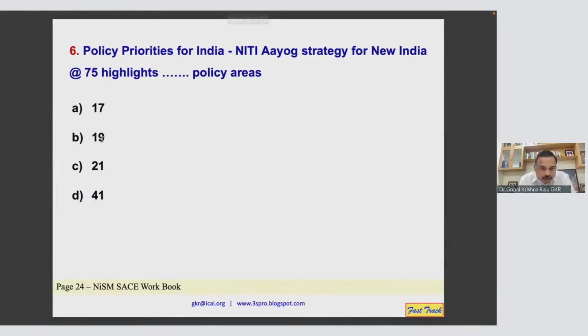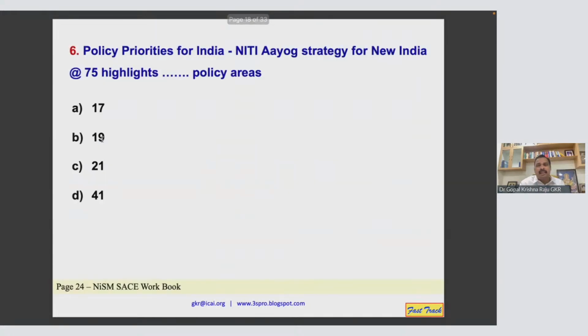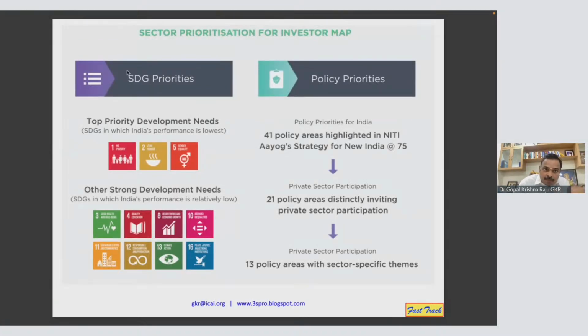This is very, very important, guys. I want to make one observation here. This is Niti Aayog. This Niti Aayog is a planning commission. The former planning commission has now become Niti Aayog. Now, Niti Aayog is the implementing agency of the Sustainable Development Goals. So what they have done is, they have brought out SDG priorities, sector prioritization for the investor map.